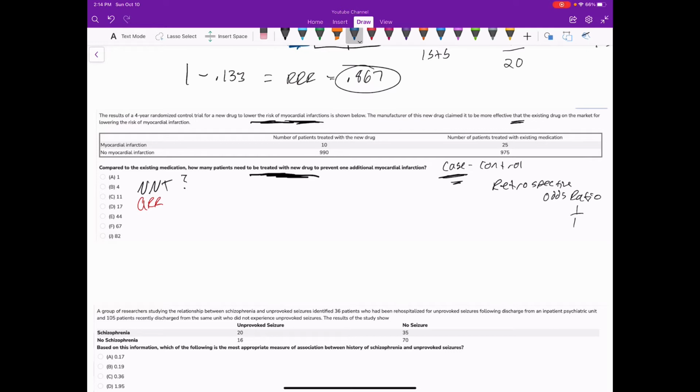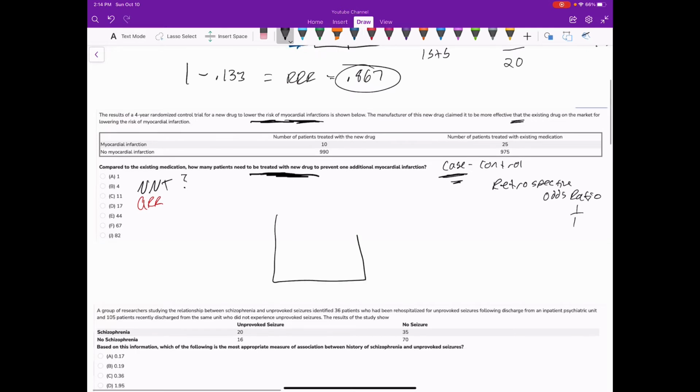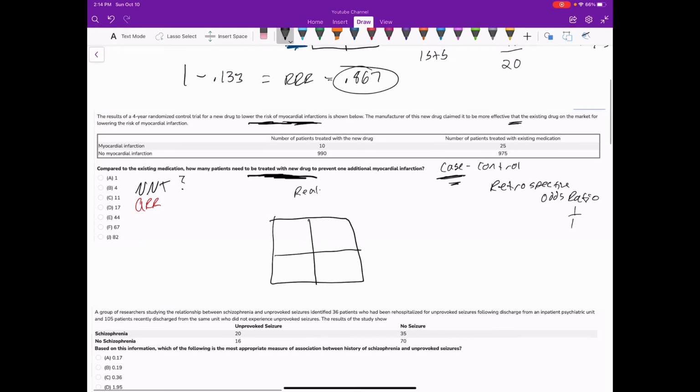Okay. Well, let's draw the box. I know it's redundant, but it helps. So we're going to put reality up top, and we're going to put the test on the bottom. And then we say, okay, whoa. Number of patients treated with the drug. Number of patients treated with existing medication. This is why I always draw the box. They changed it on us. This is not the same. They put myocardial infarction on the side. They put reality on the left instead of on the top. Well, that's not good. We gotta fix it. I gotta make the box how I like making the box to make it make sense.